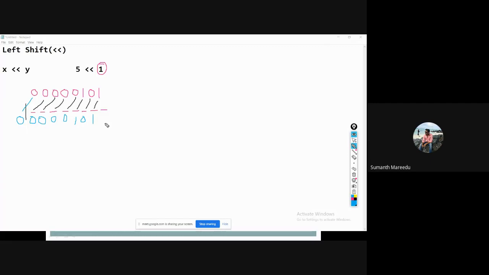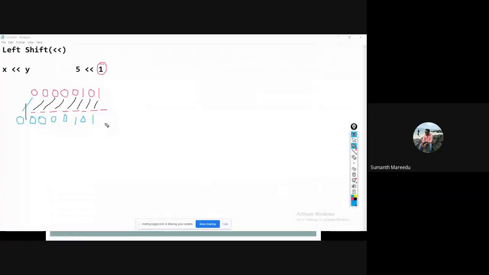After shifting by one position, your left position is left empty, so that position is replaced with 0. If I shift by 2 positions, the first 2 positions will be empty because the first bit will directly be placed into the third position. So the first and second positions are empty, and those 2 positions are filled with zeros.